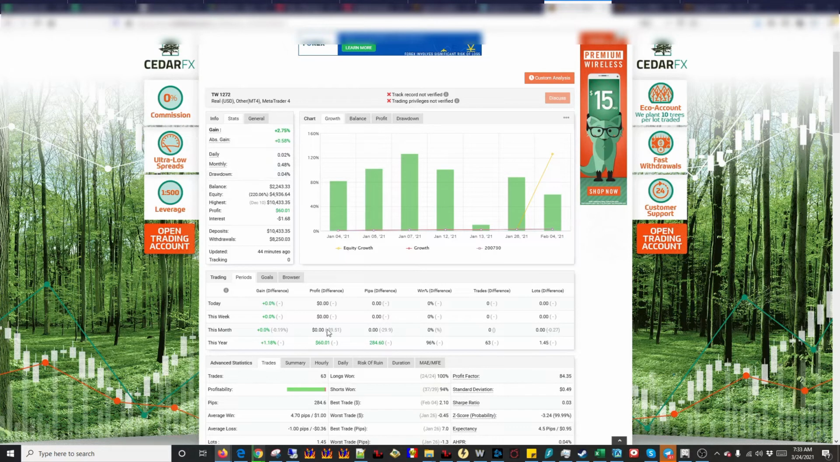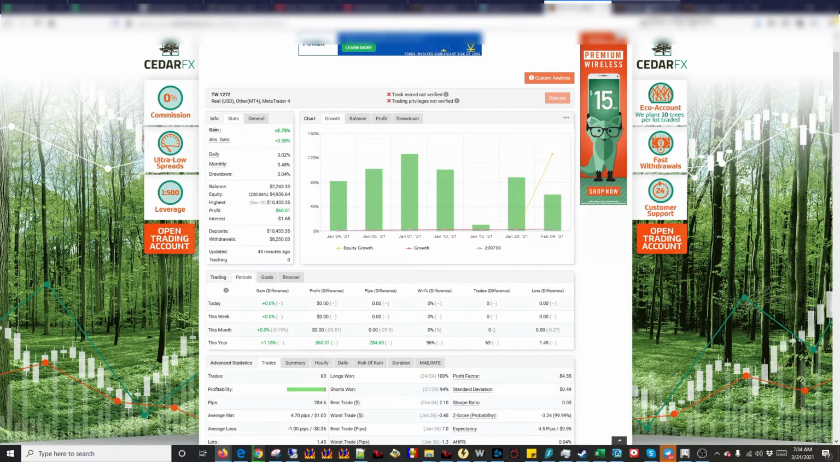Very minimal drawdown. It's won 97% of its trades, 4.5 pips expectancy, won 284 pips. There's no martingaling involved here. There's no gridding involved here. It's just a flat scalper. I really like this EA and the way it's performed on all of my live accounts.